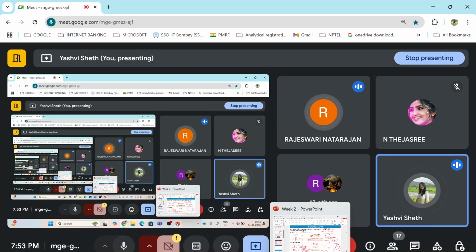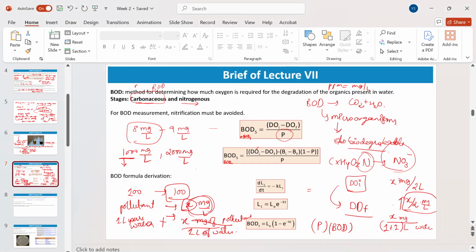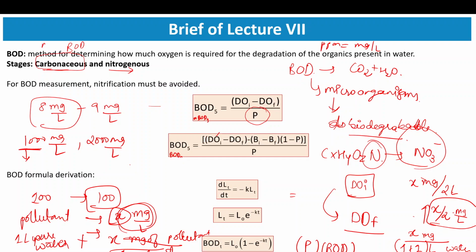So, are you getting my point, or are you understanding the concept of dilution and how the dilution factor is multiplied? Yes, ma'am. Initially taken that it can be diluted, that is X divided by 2 milligrams per mole. Yes, ma'am, I understand.